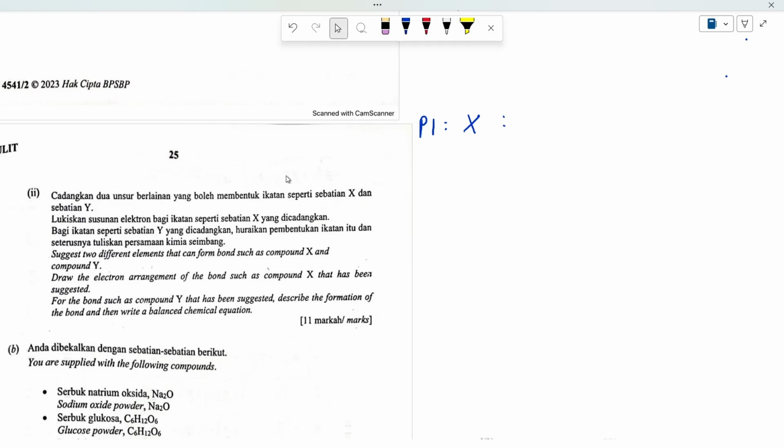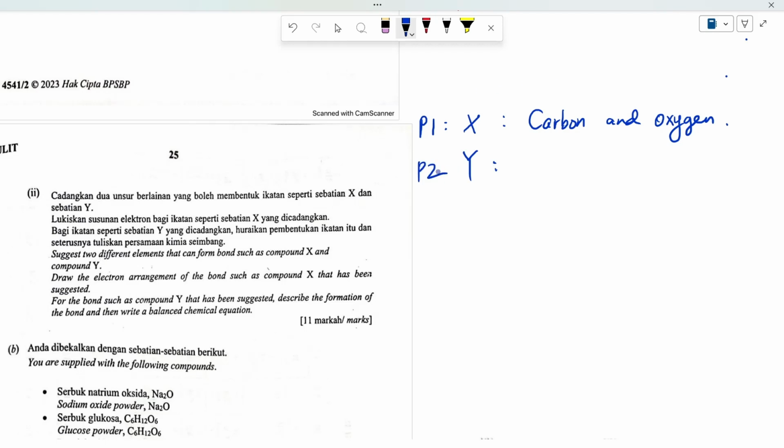Okay. So the suggested answer: we use carbon. For X, we use the elements carbon and oxygen. Later you form carbon dioxide. Carbon dioxide is also a gas, but never mind. How about Y? Y is ionic, right? What is your suggestion?